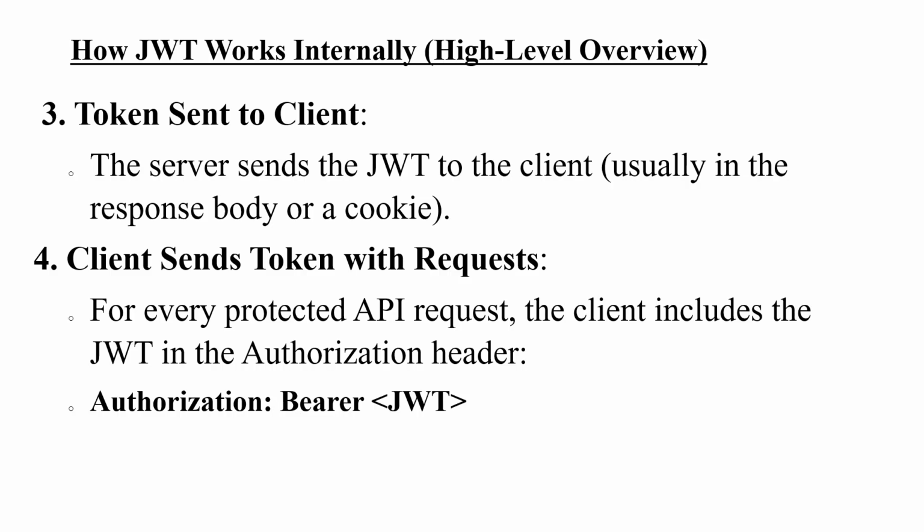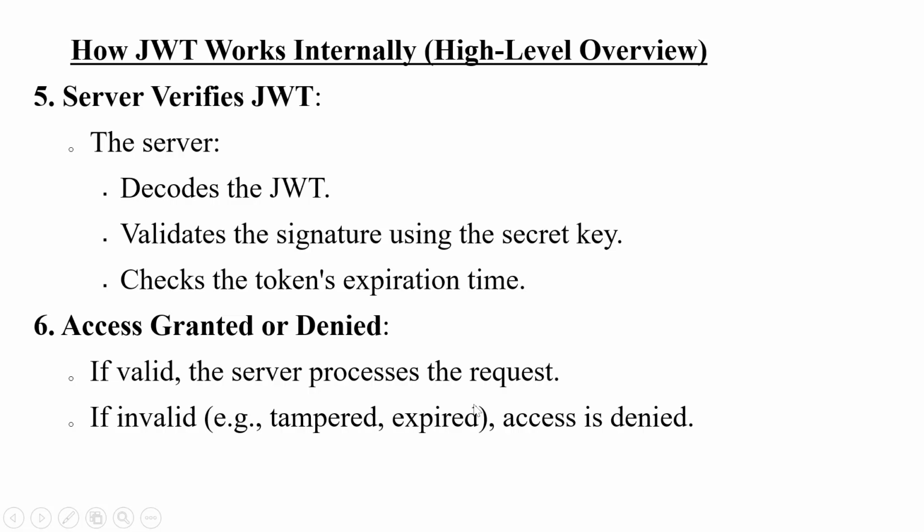The client uses this token with every request. For every protected API request, the client includes the JWT in the authorization header. So you have authorization, and you pass it in this format: authorization, bearer, then the JWT token. The server verifies the JWT. The server decodes the JWT, validates the signature using the secret key, and checks the token's expiration time. Access is granted or denied. If valid, the server processes the request. If invalid, tampered with, or expired, access is denied.